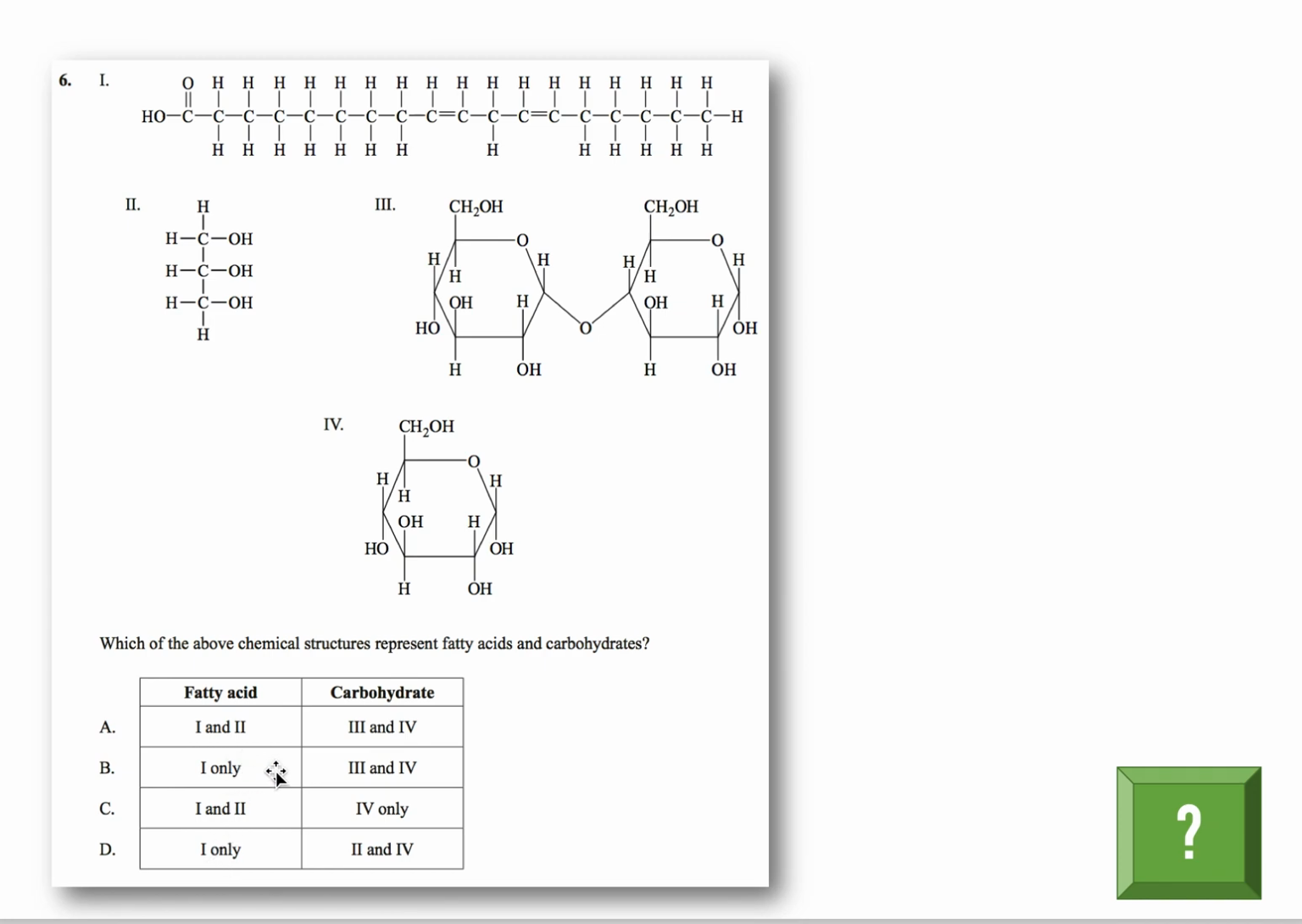Now, let's continue with B. Are 3 and 4 carbohydrates? Yeah, I would say so. This is a disaccharide, and this would be a monosaccharide. So I think this one's right. It's probably going to be B. So why is D not correct? Because D is saying 2 and 4, and we know 2 is not a carbohydrate, it's the glycerol molecule. So it's going to be B.